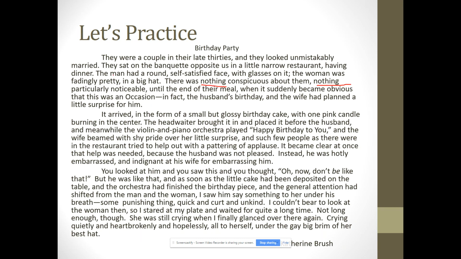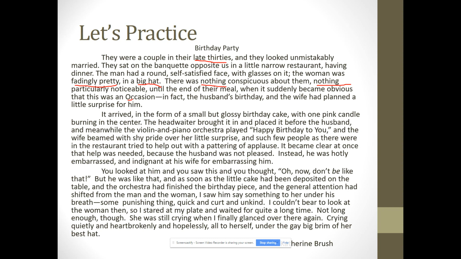I also notice that the wife is fadingly pretty, but she's in her late 30s, not an old woman by any means. I notice the author's reference to her big hat. A big hat could be worn to draw attention to oneself, or opposingly, it could be used as a way to hide oneself. I notice that the word occasion is capitalized. I wonder why that is.